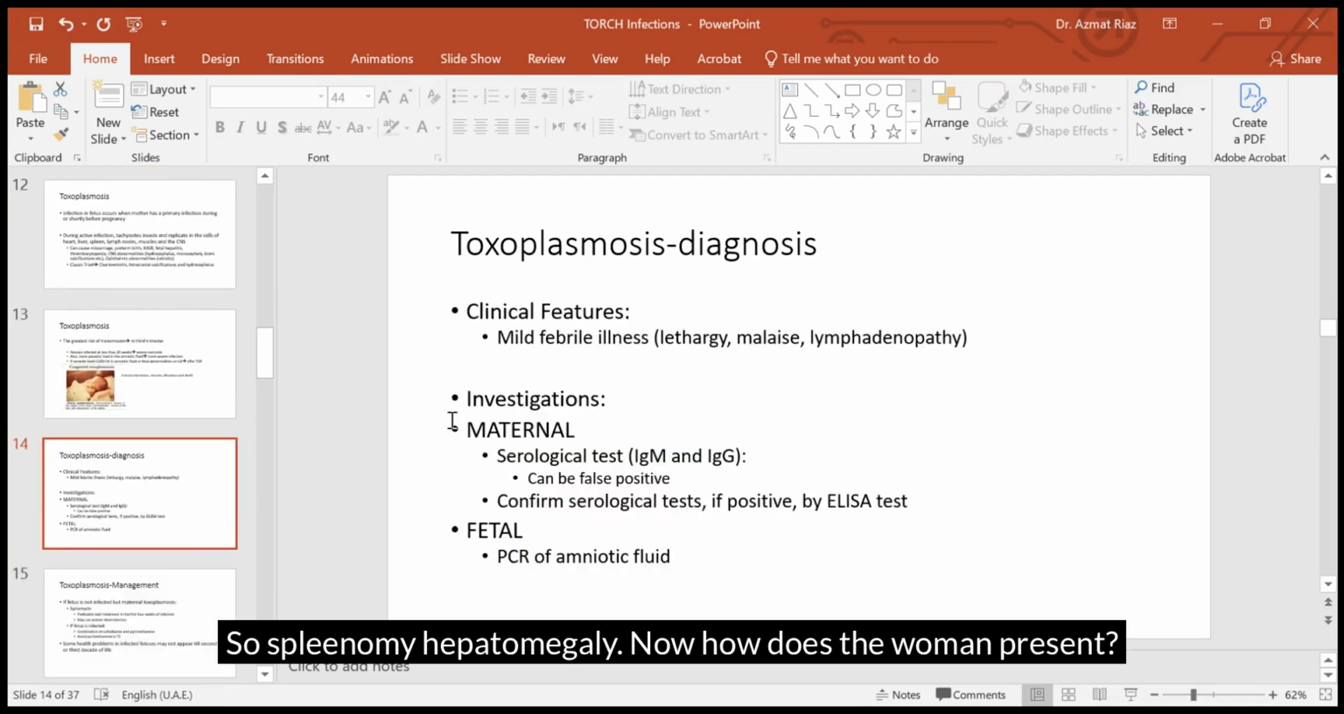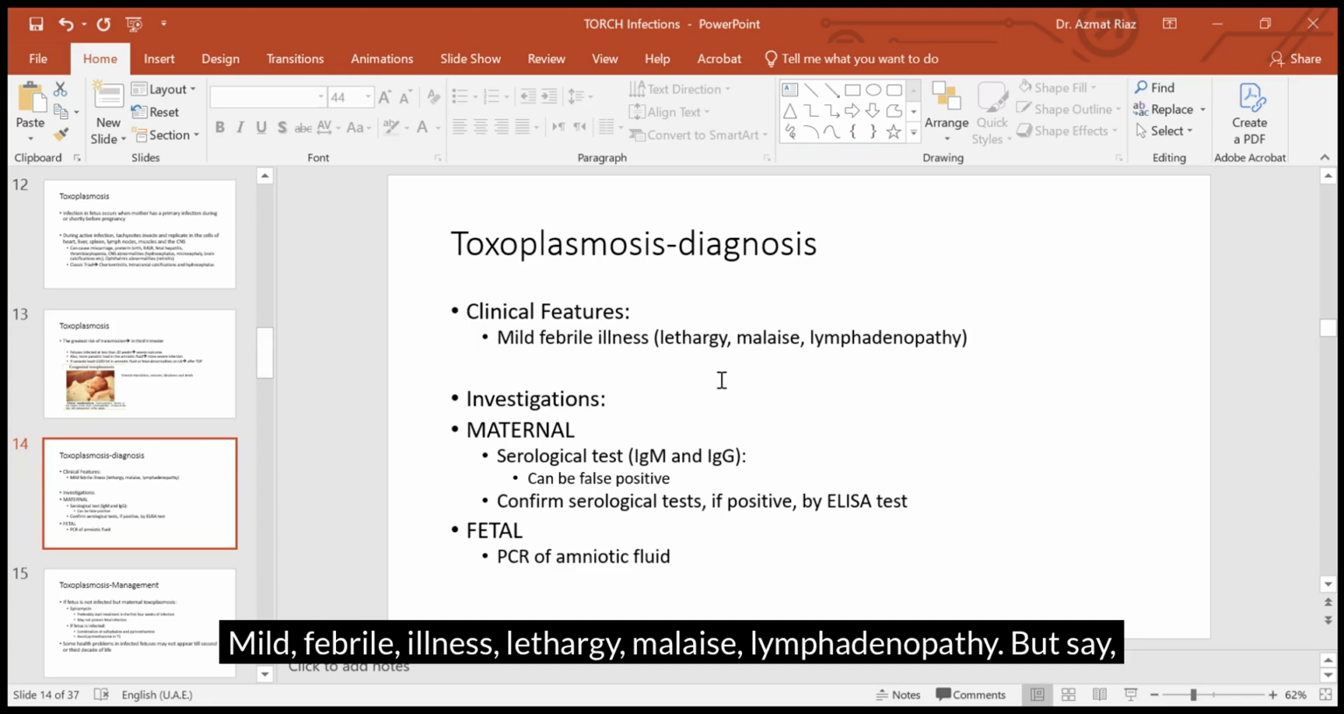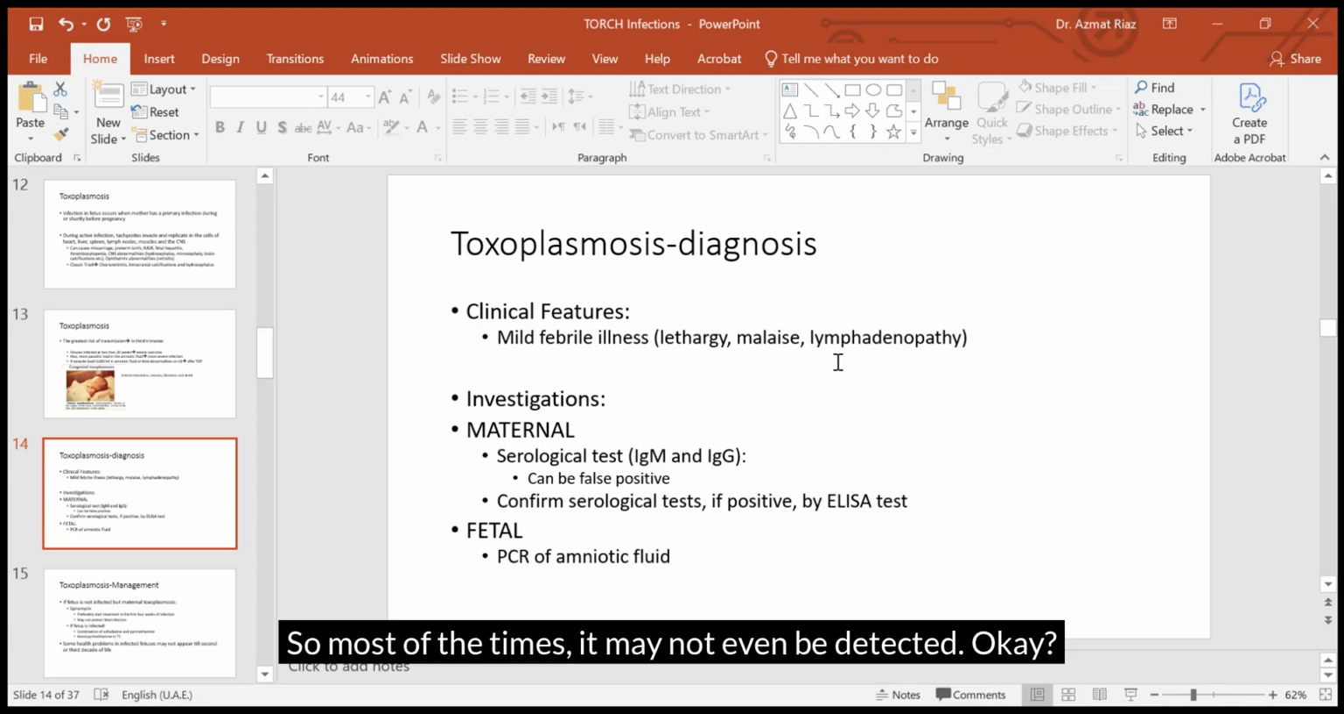Now, how does the woman present? Sometimes it's just a mild illness: mild febrile illness, lethargy, malaise, lymphadenopathy. But usually most pregnant women feel tiredness anyway, so most of the time it may not even be detected.